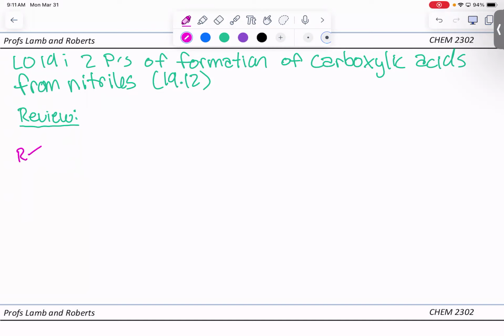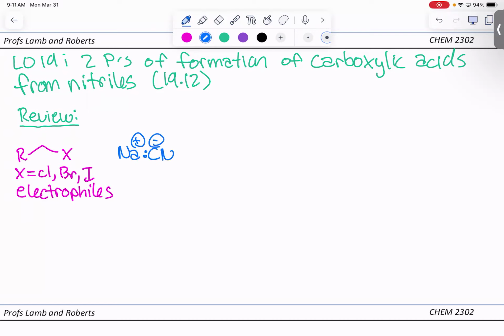All right, so we took alkyl halides, where of course X equals chloro, bromo, or iodo. Generally, when we see X, that's what it means. And we took these as our electrophiles in the reaction. And then we added in a nucleophilic source of cyanide. So in this case, we could add something like sodium cyanide. All right, and this was going to be our nucleophile in the reaction.